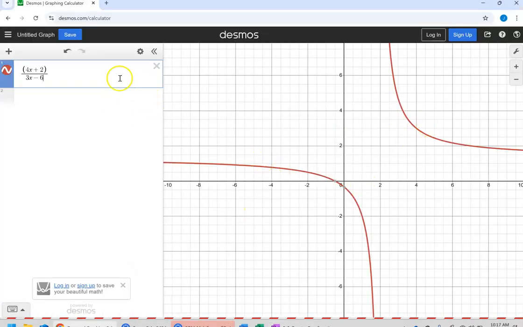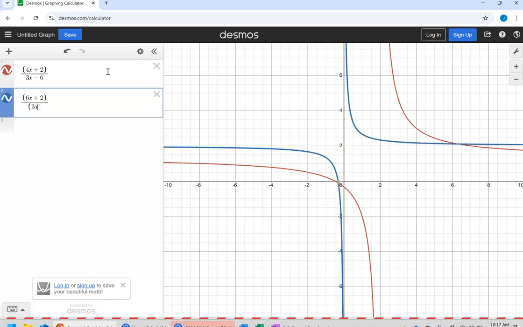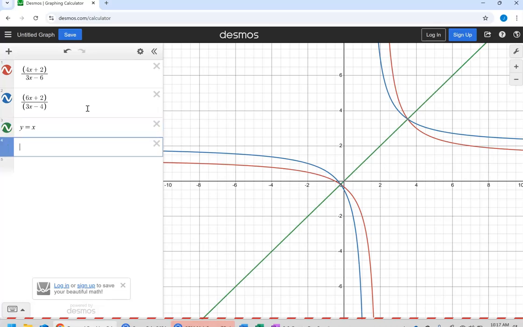So here was that original function, 4x plus 2 over 3x minus 6. The inverse was what? It was 6x plus 2, if I could type, divided by 3x minus 4. Is that what it was? Okay. Let me draw the line y equals x in here. It's not a great picture, but notice that if you flip the red one here, it's going to become that blue one. We see that nice symmetry there about that green line.